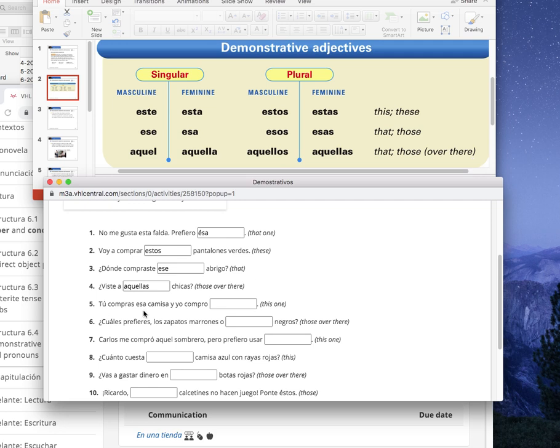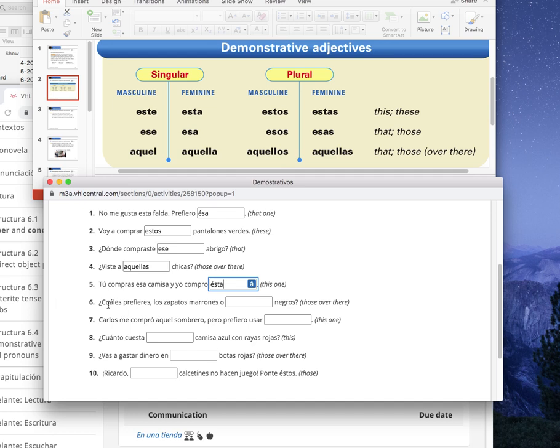Cinco. Tú compras esa camisa y yo compro this one. Pause. And we're back. So this one, right, this is a pronoun, so we have to use the accent, and we're referring to camisa, and it's this one, so therefore it would be esta. Tú compras esa camisa y yo compro esta, this one. Bien.